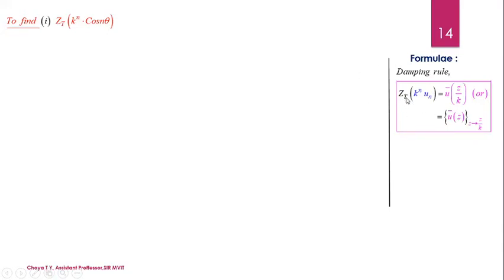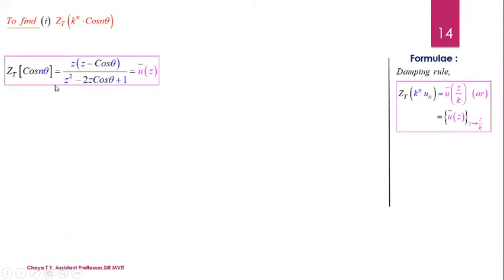If I want to find the Z transform of any sequence of the form k power n into u n, we can write it as the Z transformation of u n, which is denoted as u bar of z, into that definition, replace z by z divided by k. So I am going to compare the LHS of the damping rule with the given problem. So what is the substitution for the term u n? Here u n is cos n theta.